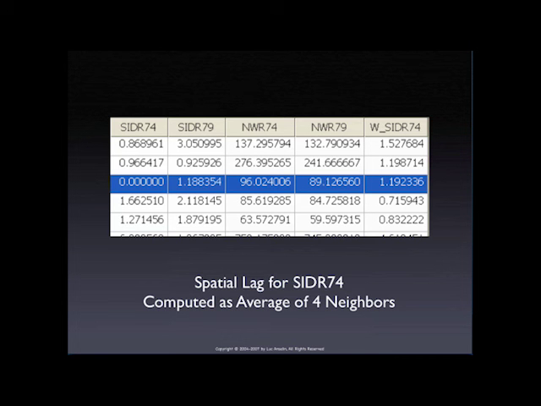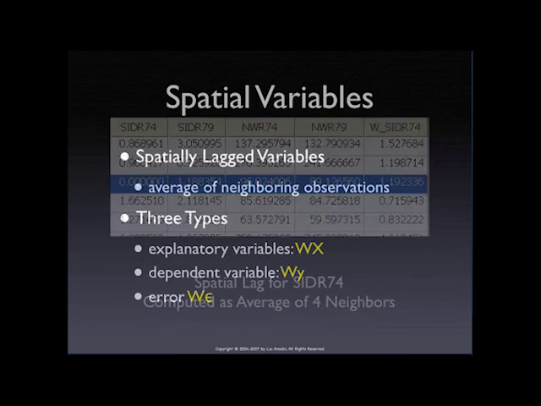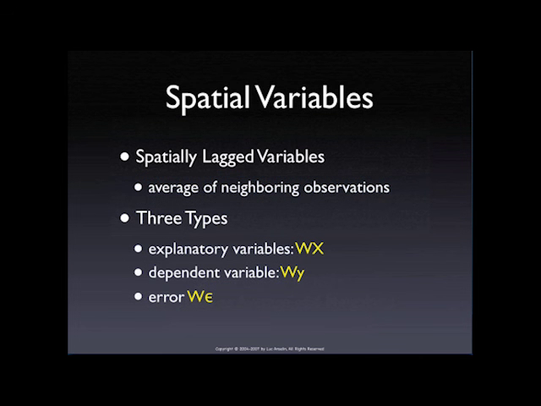Okay, so with these spatially lagged variables in hand, we can then introduce them into the regression model. And so we can have spatially lagged explanatory variables, which we will express as Wx. You can have spatially lagged dependent variable, which we will use as Wy. And then you can have spatially lagged error terms, which we will use as W epsilon. The error terms are the disturbances in the regression model.